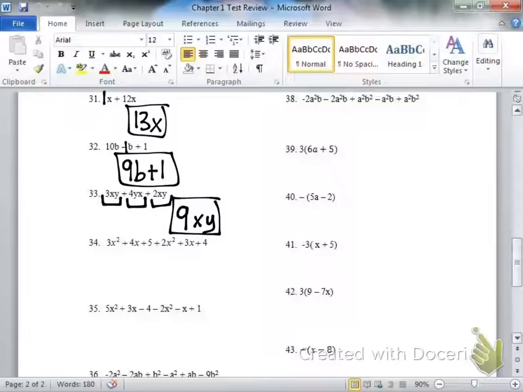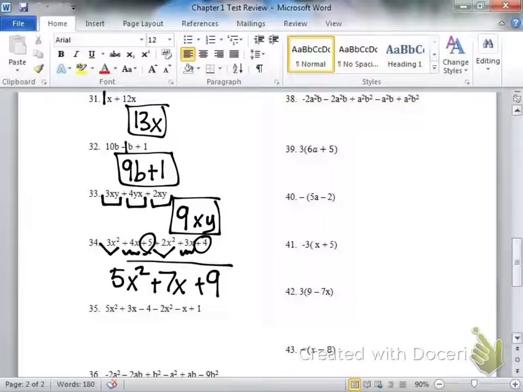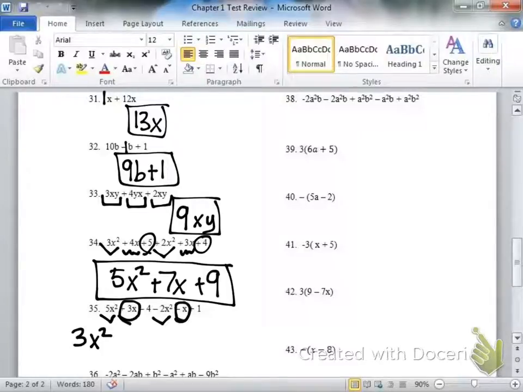All right, 34, I'm going to combine my x squareds first. So I have 3x squared plus 2x squared, that's 5x squared. Then combine your x's. 4x plus 3x is 7x. And then we have a 5 and a 4 gives us a 9. 35 is very similar. We start with our x squareds. So 5x squared minus 2x squared is 3x squared. Then you go to your x's. We have 3x and minus 1x. So 3 minus 1 is 2, so plus 2x.